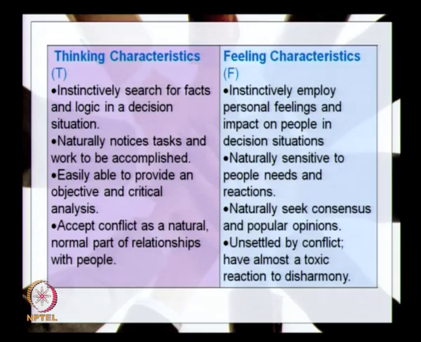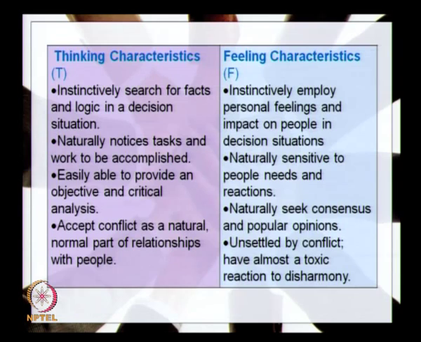Then they are naturally sensitive to people's needs and reactions. Because of their feeling characteristics, they are sensitive to people's needs and reactions. Then they naturally seek consensus and popular opinion, so they will always try to get popular opinion, because when at least the majority accepts the decision, they feel that okay, I will not be hurting many other people. So he will try to get a consensus on every decision because of his feeling characteristics.